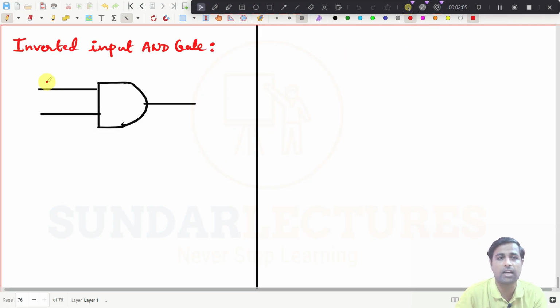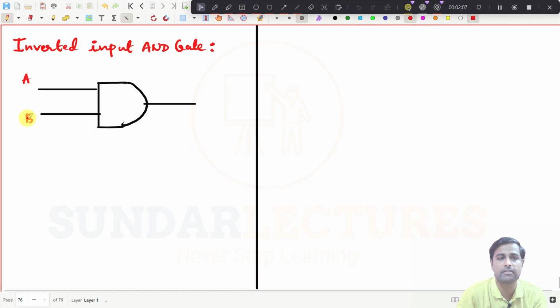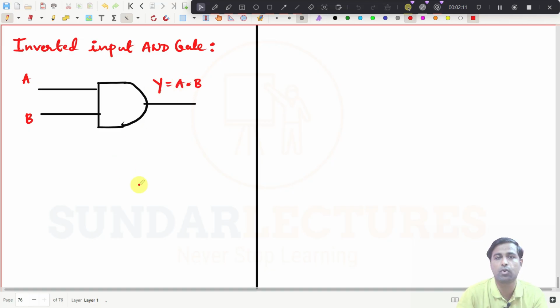And what is the thing here? This is A, this is B, and Y is equal to A dot B. You know this one, right? Now what I'm saying, let us give this input as A bar, and then B bar. And what will be your output now? This will be A bar dot B bar. Am I right or wrong?